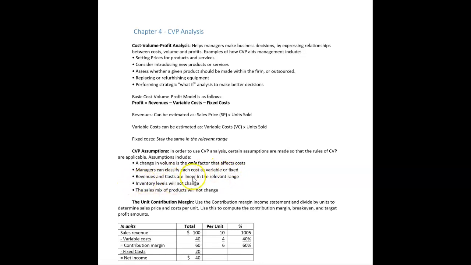That revenues and costs are linear in the relevant range. So what we're saying there is, if you picture a grid, that it's a straight line. Okay, and they aren't. Sometimes they'll curve around depending on volumes. That inventory levels will not change, okay, and you know that they do, and that the sales mix of products will not change. All right, so if we assume that we've got a 2-to-1 product mix, that it stays the same like that, and it definitely may not. Now, I know these are pretty serious limitations, but that's okay, all right? It's just a starting point, so it's important for you to understand that it's just a starting point, okay?